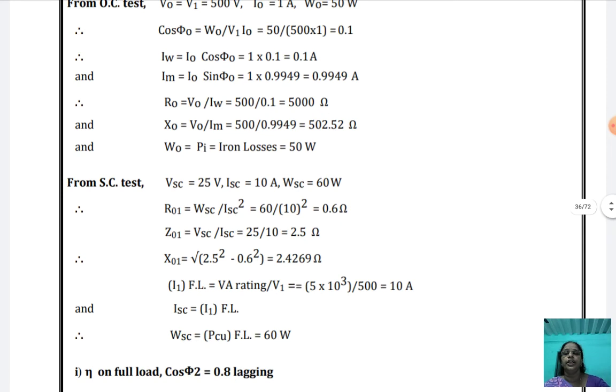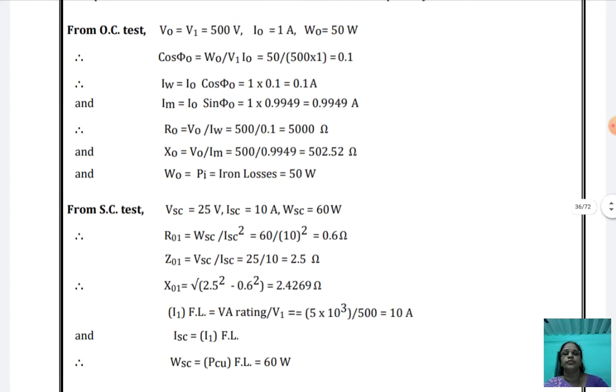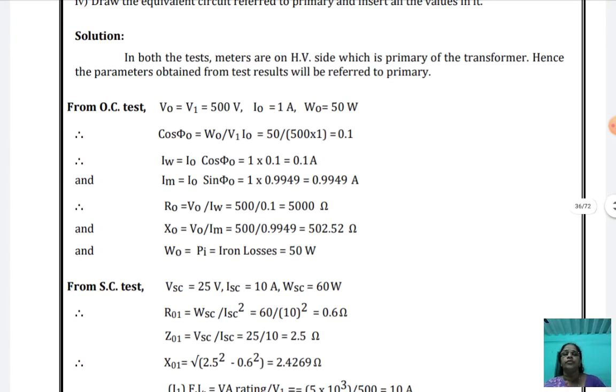Now, I already told you W0 represents what? Iron losses only. These are from the OC test. So from the OC test data, what are the parameters we have to calculate? That is cos phi naught, IW, Im, R0, X0, and then the iron losses. You can remember these are the data determined from the OC test.